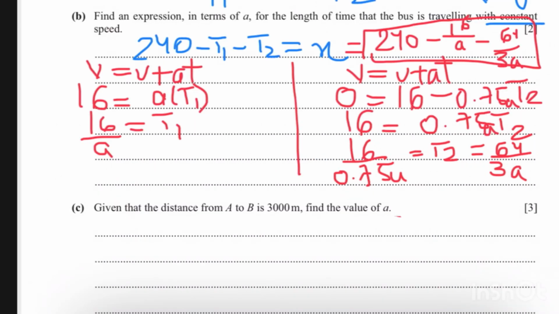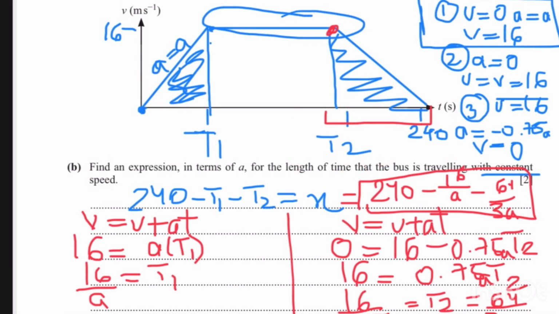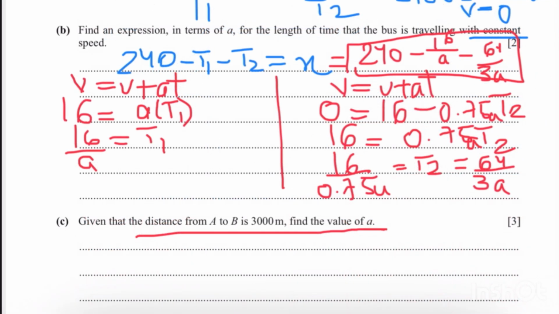For part C, they have said that given that the distance from A to B is 3000 meters, we need to find out the value of a. So this is the velocity time graph that we drew in part A, and we know that the area under the graph is always a distance. So that means that the area under the graph is equal to 3000.